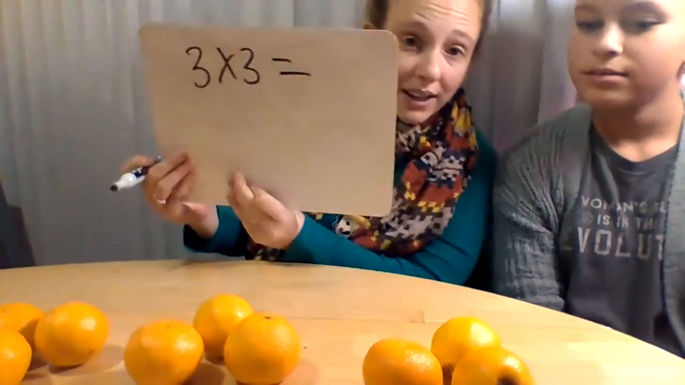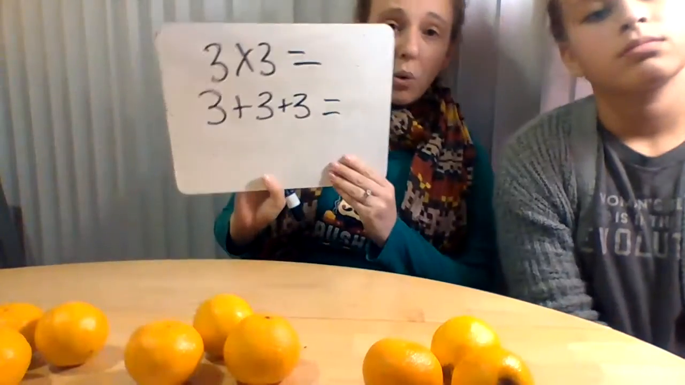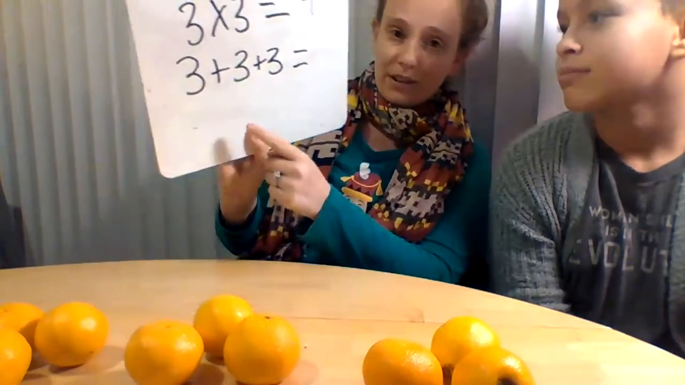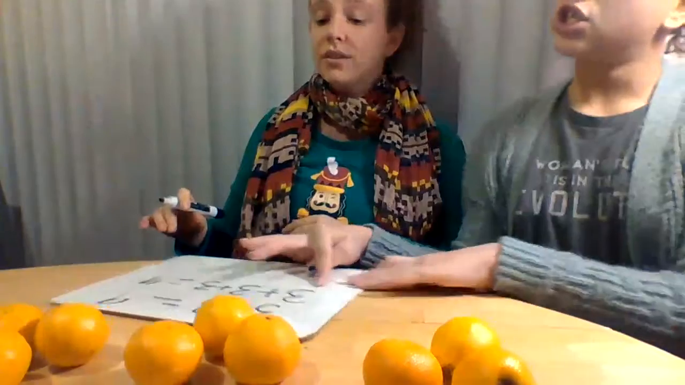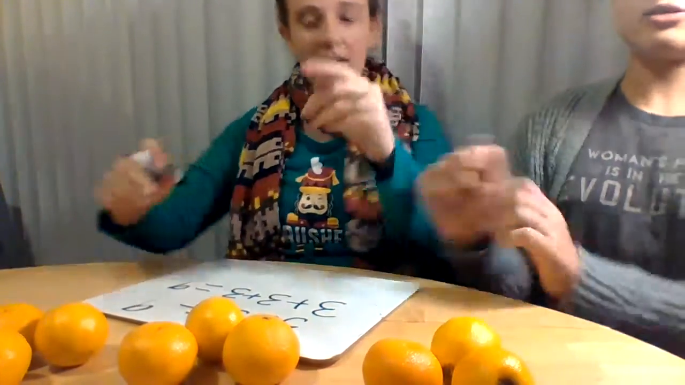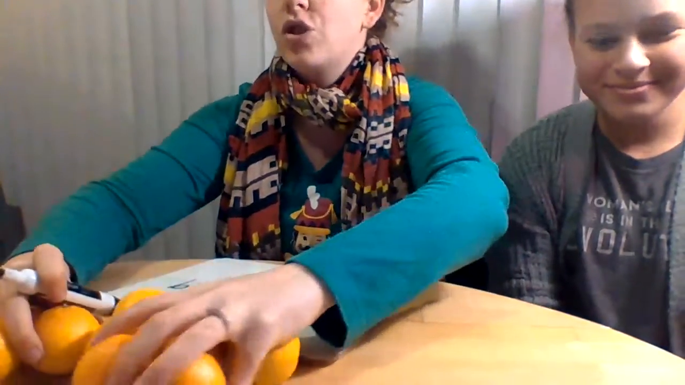We can also write that using repeated addition, where you add 3 times. 3 plus 3 plus 3. And when we solve that, how many oranges do we have all together, Aubrie? 9. Right, so 3 times 3 is 9, just like 3 plus 3 plus 3 is 9. And if it's too much, you could do 3 plus 3, which is 6, and add 3 to 6. 6 plus 3 is 9. Great.